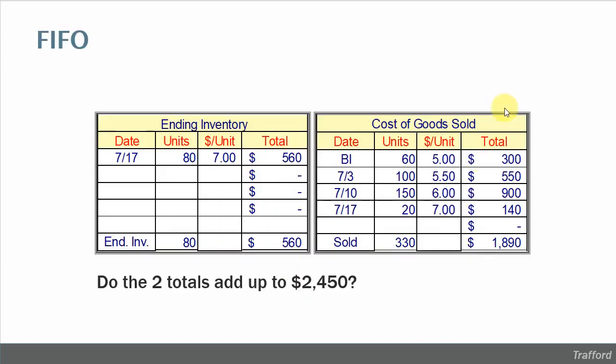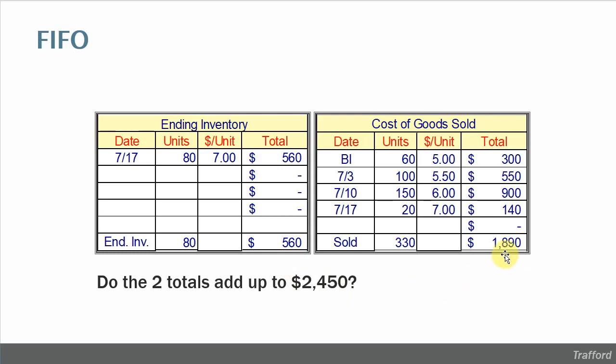All right, well, here we're back to our schedule. So there's the 60, 100, 150, and 20. And I've just filled in the cost per units for each of these layers of inventory. I like to think of them as layers. Do the math, multiply across, add them up, and that adds up to $1,890. These two things add up to total cost of goods available for sale of $2,450, so we feel good. Notice that all 410 umbrellas are in one schedule or the other, so every dollar, every one of these $2,450 has to be in one schedule or the other.